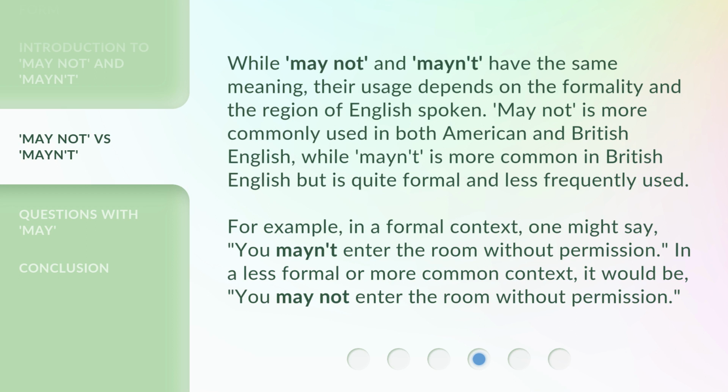While may not and mayn't have the same meaning, their usage depends on the formality and the region of English spoken. May not is more commonly used in both American and British English, while mayn't is more common in British English but is quite formal and less frequently used. For example, in a formal context, one might say, "You mayn't enter the room without permission." In a less formal or more common context, it would be, "You may not enter the room without permission."